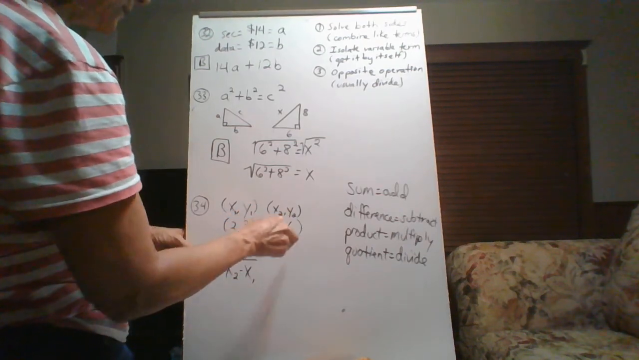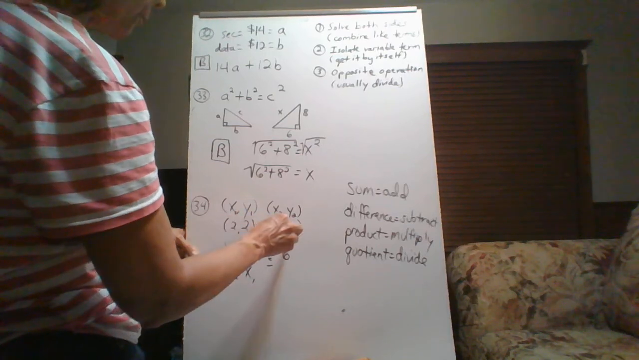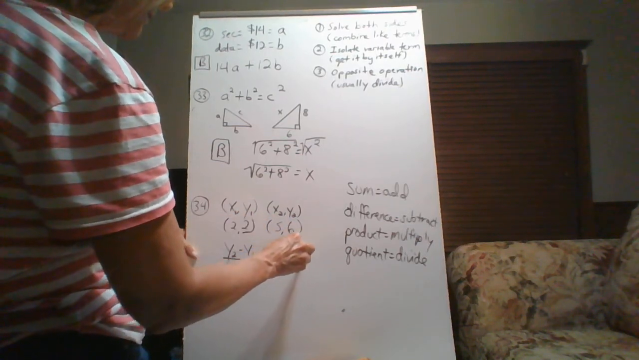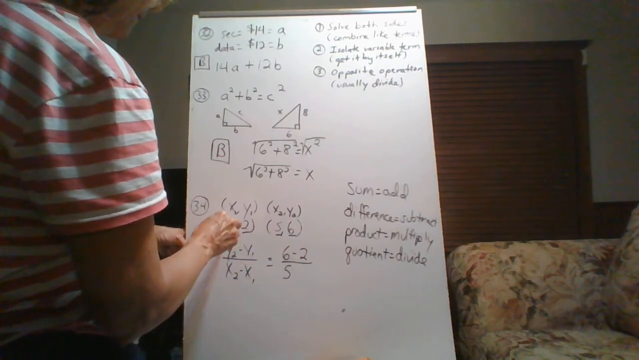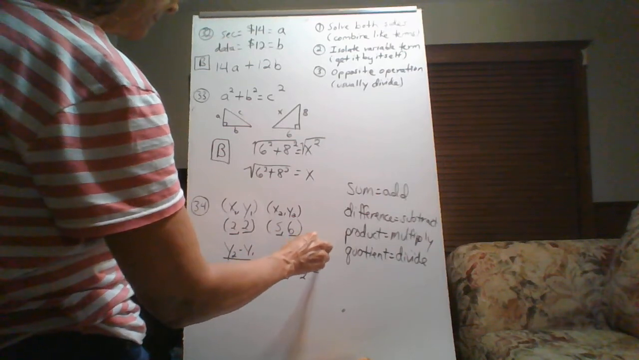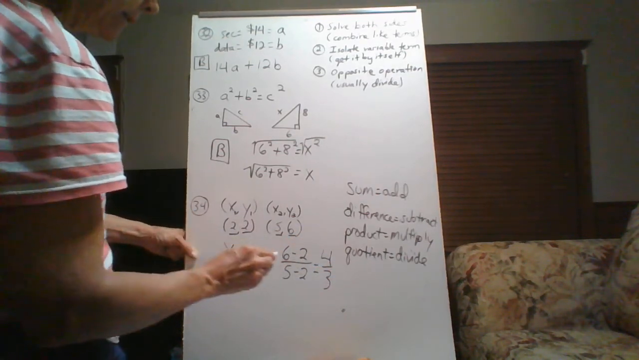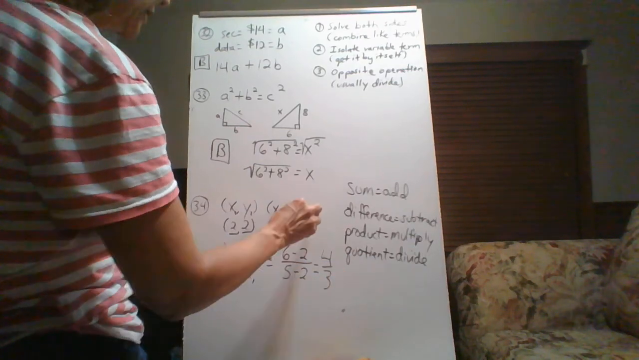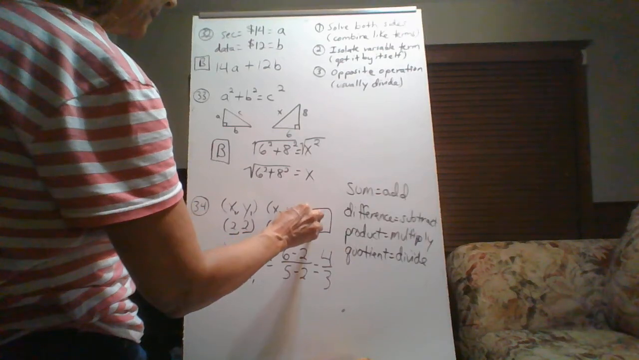So I start with this one then. I go y minus y, 6 minus 2 over 5 minus 2. What is 6 minus 2? 4. What is 5 minus 2? 3. So 4/3, which is answer E.